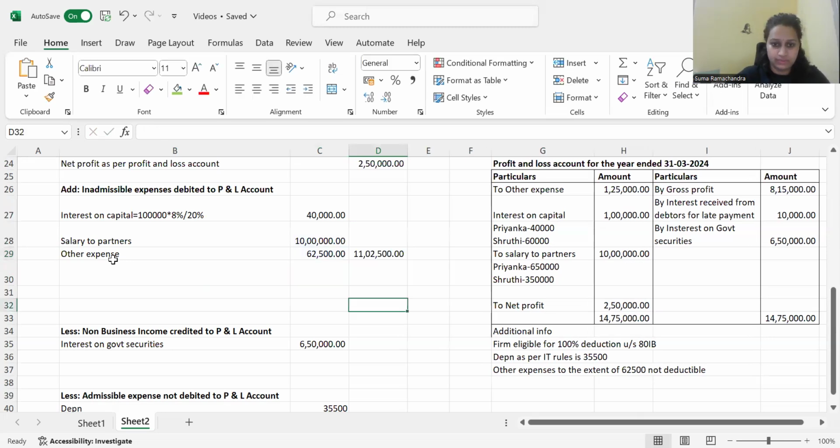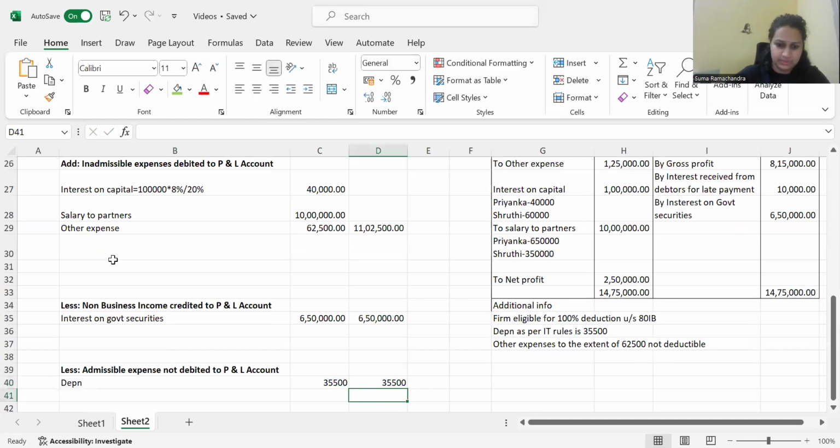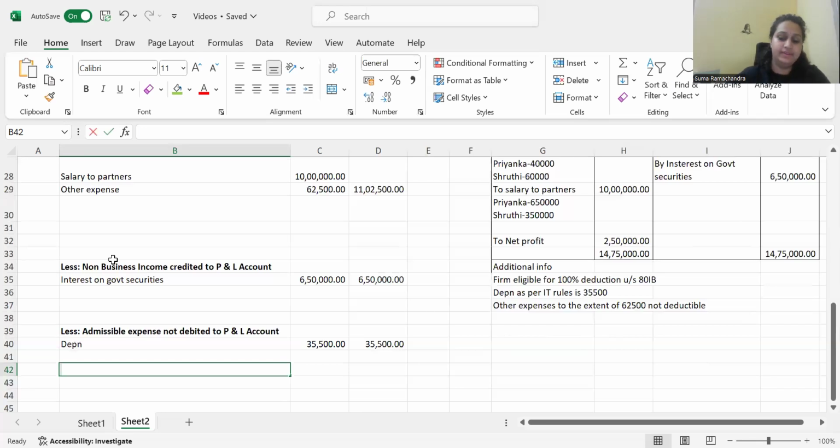This is my total. You can also see my total. Here, this will be my total. I'm yet to take this 100% reduction under section 80IB, which I will do a little later. I'm going to show it now. Now, once I do all this, whatever I get here is called book profit.